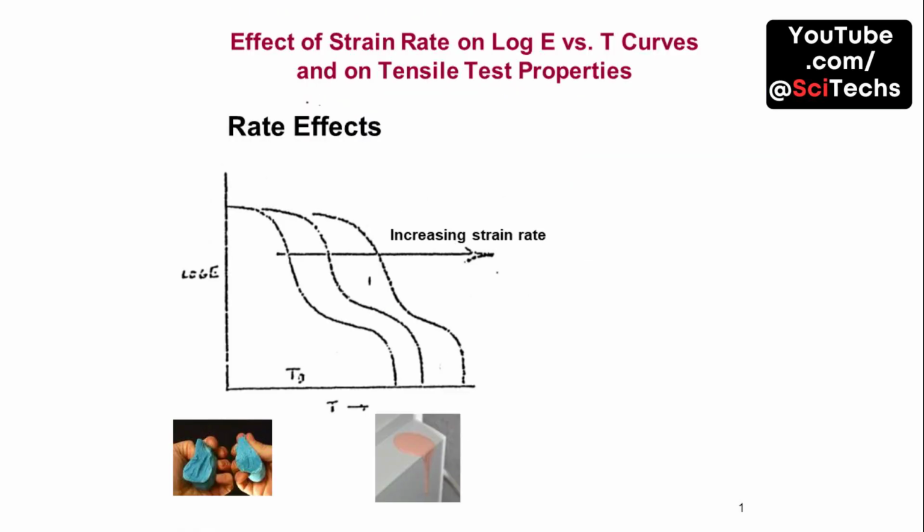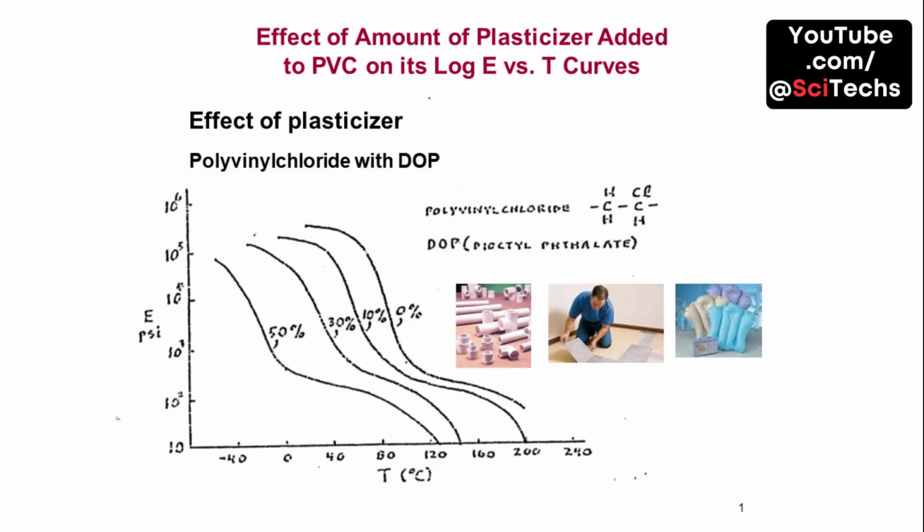Increasing the strain rate affects the log of the modulus of elasticity versus temperature curves and tensile test properties. This relationship is vital for predicting polymer behavior under different loading conditions. Adding plasticizer to PVC alters its thermal properties. The amount of plasticizer significantly impacts the log of the modulus of elasticity versus temperature curves, making the polymer more flexible.